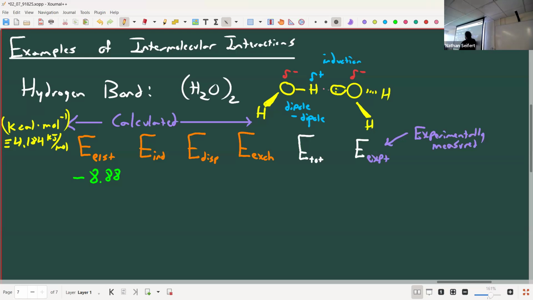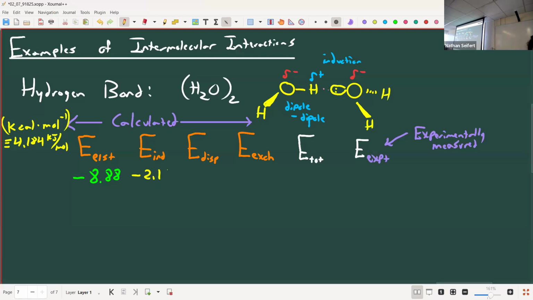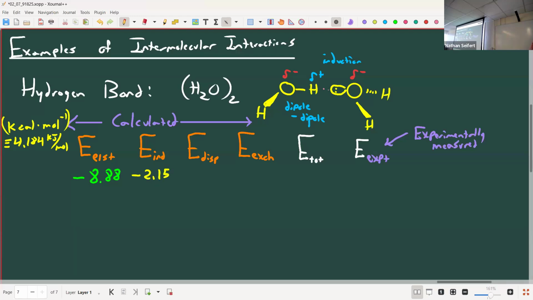If, for instance, we replace this with a different atom, say H2S, the induction would probably be a little stronger because there the lone pair mixes. It's complicated, but this is largely dipole-dipole. So when I look at the induction energy for this, it's a very, very small number comparatively, minus 2.15. Right, so it's dominantly a polar interaction, a classic electrostatic interaction between two dipoles.